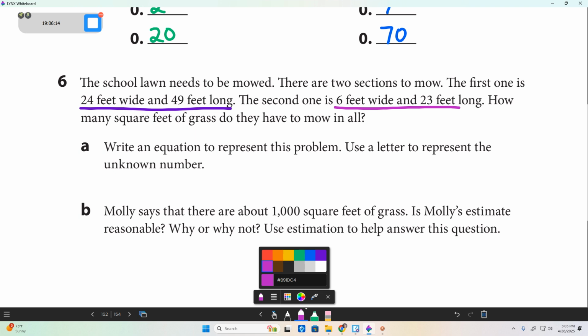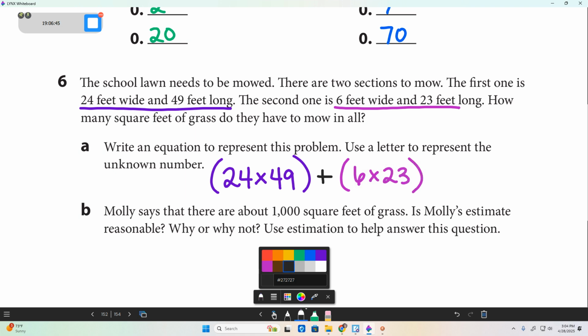All right, letter A says to write an equation to represent the problem. This is going to be a very sophisticated equation. I'm going to take the first part, and anytime you want something to be grouped together, this is a very 5th grade, very algebraic thing to do. So I'm going to do the area, length times width of that first one, and I'm going to add it together with the area of the second one, 6 times 23.